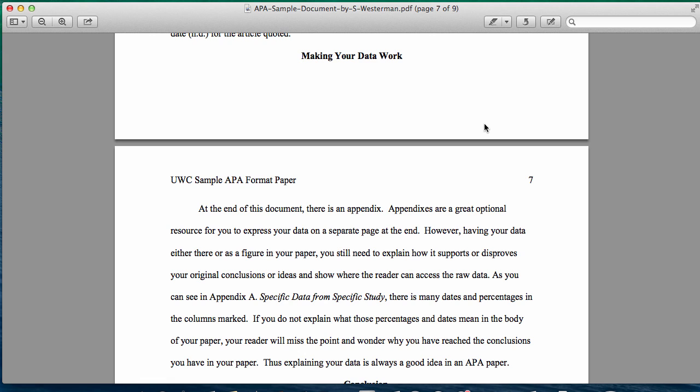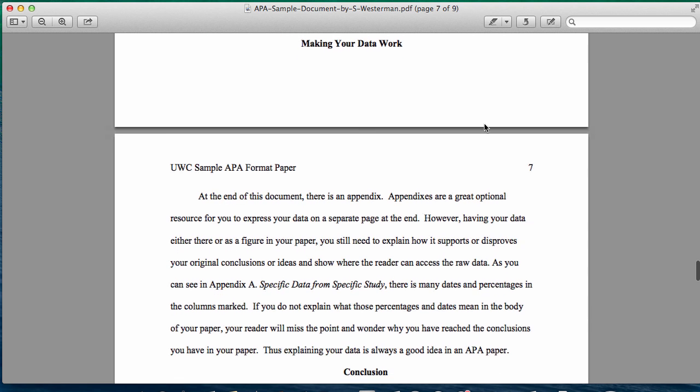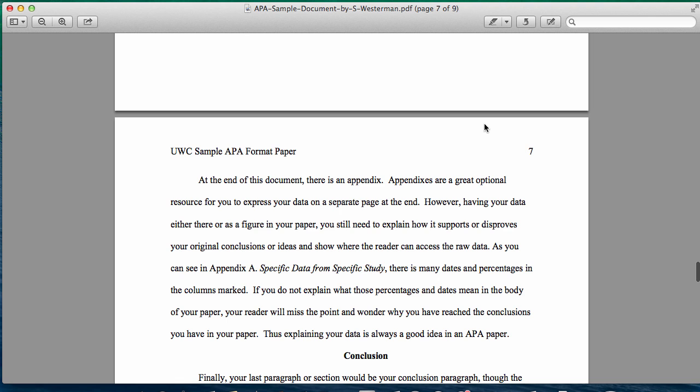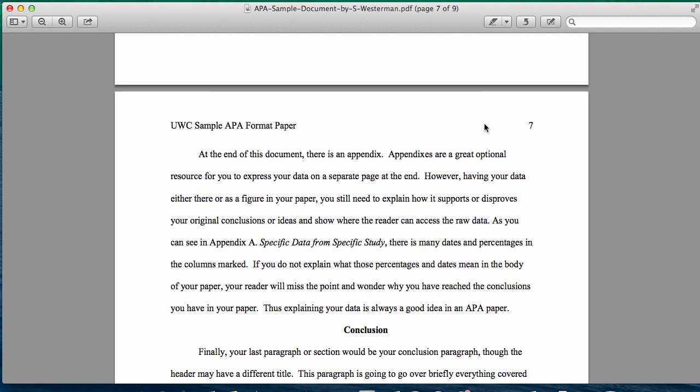So today I'm going to talk about how to properly design an appendix, the conclusion, and the reference page. So let's get started. At the end of this document there's an appendix. Appendixes are a great optional resource for you to express your data on a separate page at the end.